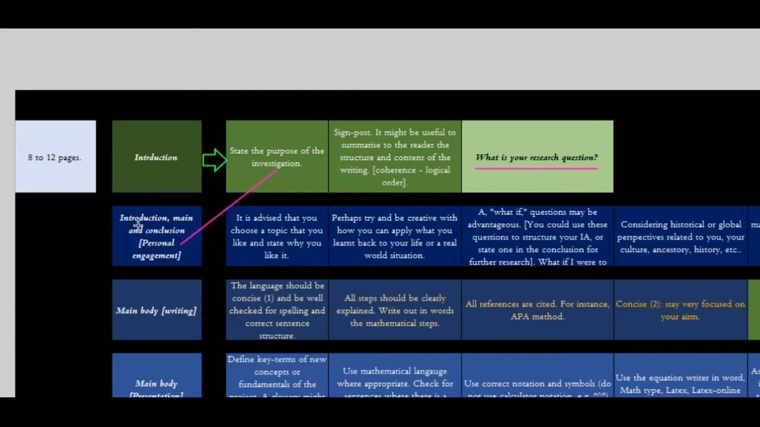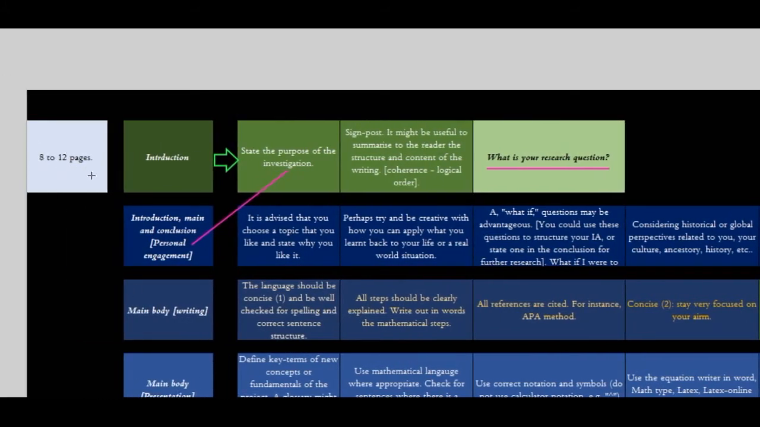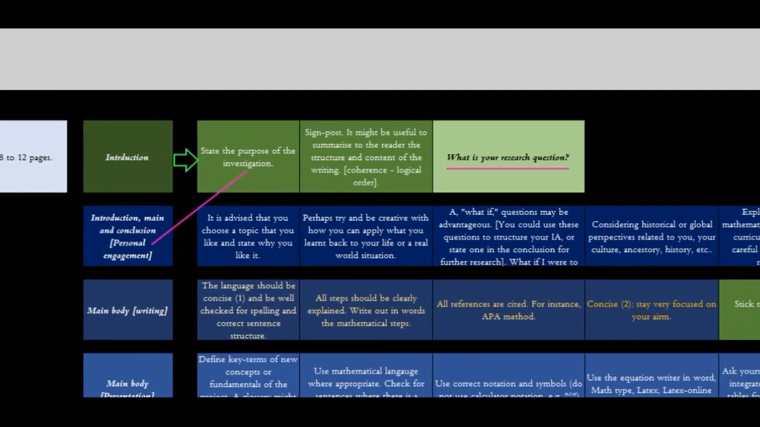And this manifests itself in the introduction, the main body, and the conclusion. It is advised that you choose a topic that you like and state why you like it. And this is not just to make the personal engagement come out clearly, but it is also in terms of motivation. If you do something that is not in line with your ideal, who you wish to be in the future, you might find that the workload required to produce 8 to 12 pages on an IA like mathematics will lead you to procrastination, and then you will definitely not produce the outcome you want.